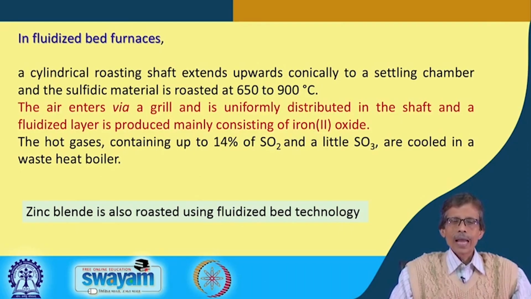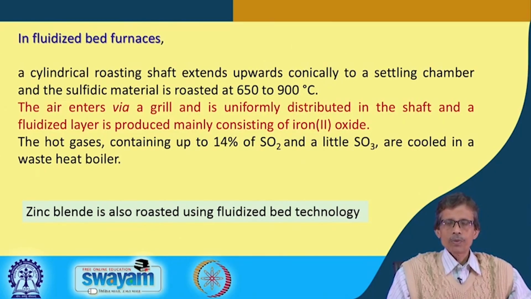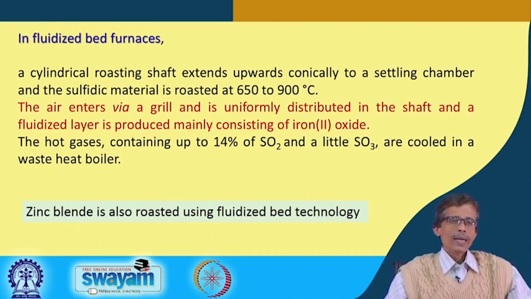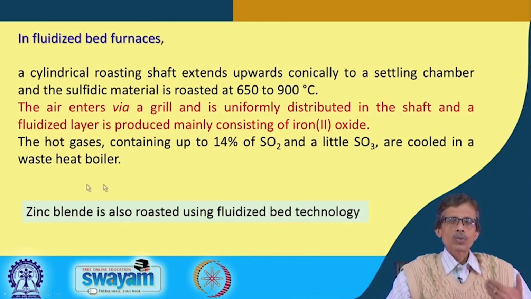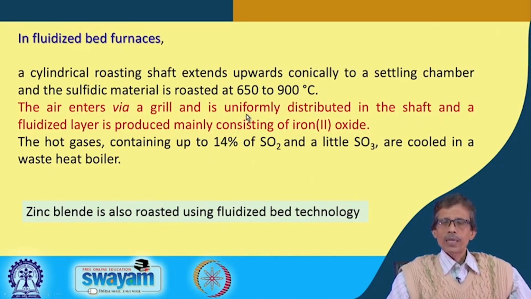So, you have a settling chamber and the sulfidic material, that means the ore material, that FeS2 material, which can be dumped over there and burnt in air for roasting, and roasting is done at a very high temperature, from 650 to 900 degrees centigrade, and the air is allowed to pass through a grill. That means we are spreading the air such that you can have good contact and uniform distribution in the shaft, and a fluidized layer is produced mainly consisting of iron 3 oxide.